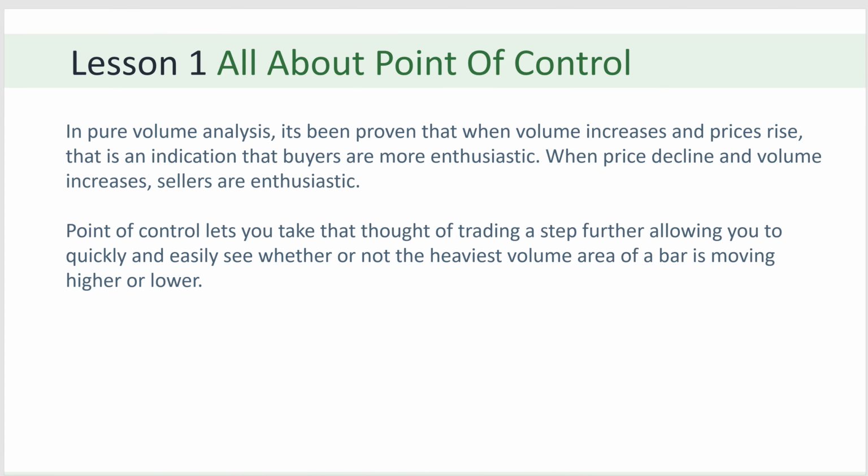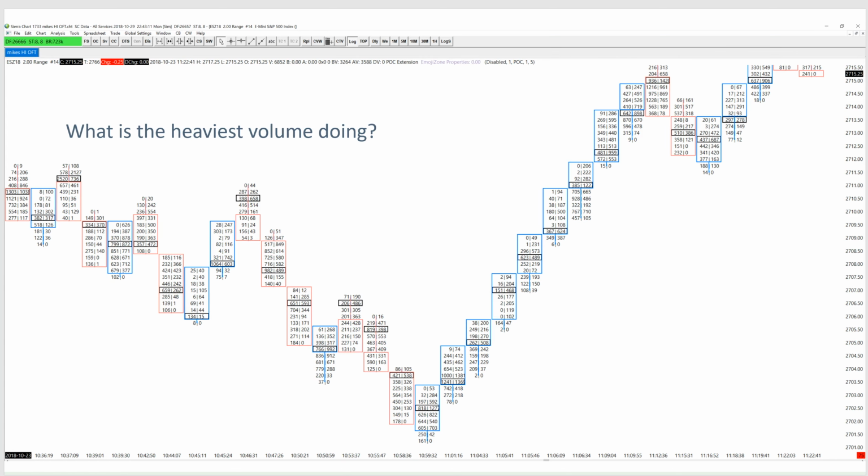So in pure volume analysis, it's been proven that when volume increases and prices rise, it's an indication buyers are more enthusiastic. When prices decline and volume increases, sellers are enthusiastic. But point of control lets you take that thought of trading a step further, allowing you to quickly and easily see whether or not the heaviest volume area of a bar is moving higher or lower. And again, this is very similar to what I just talked about with the point of controls migrating higher.